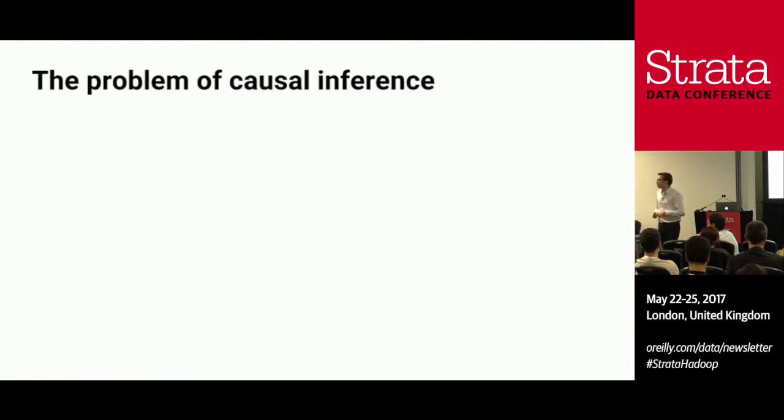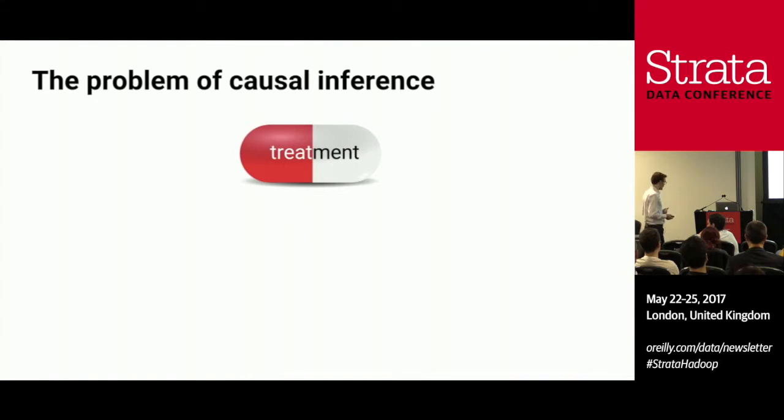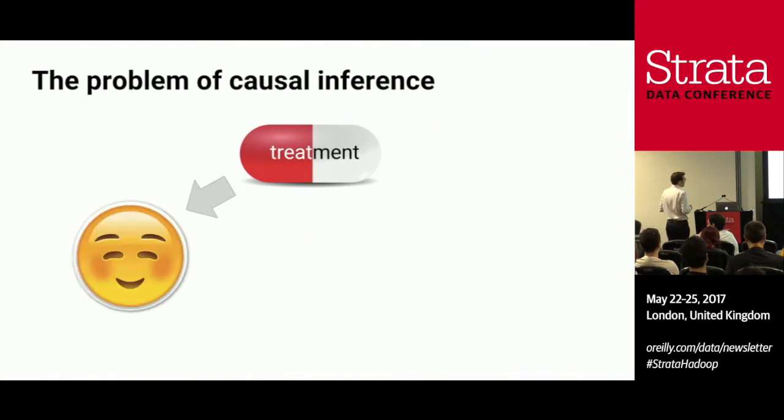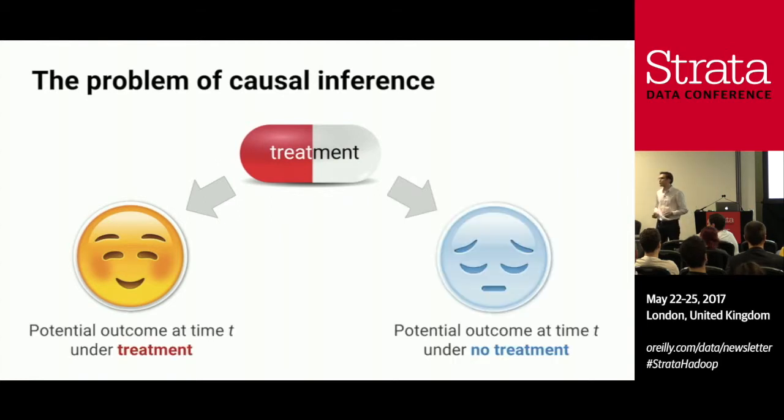Causal inference starts with a treatment. There's two things we can do. We can either take the treatment, in which case we get to observe the potential outcome under the treatment, or we can choose not to take the treatment, in which case we get to observe the potential outcome under no treatment. Now, importantly, we can't do both of these things at the same time, which means we can only ever observe one of those two potential outcomes.